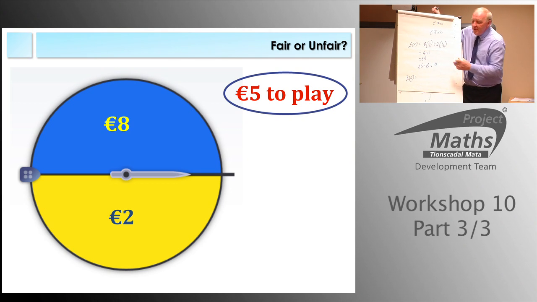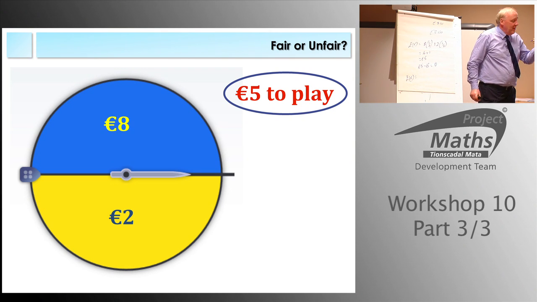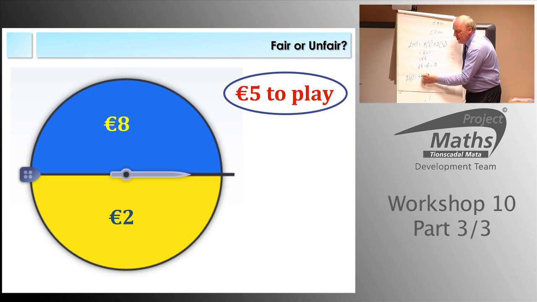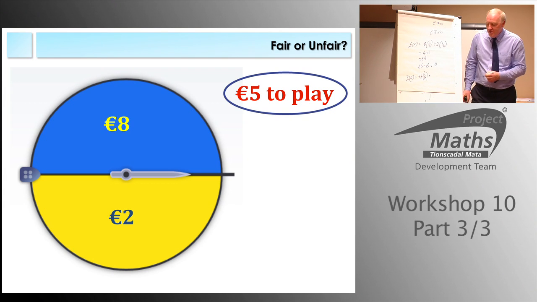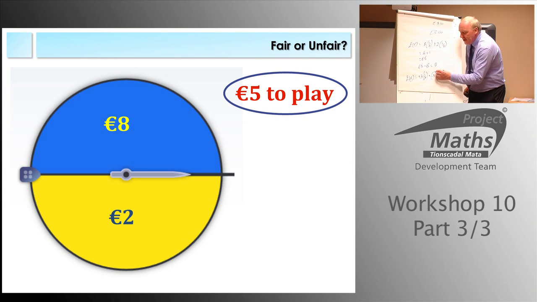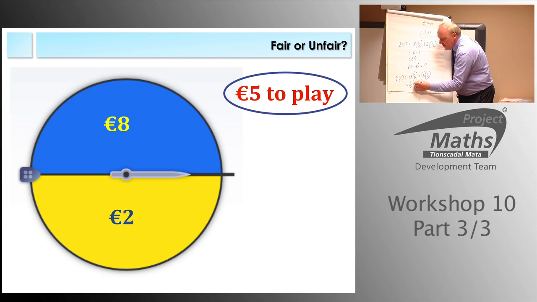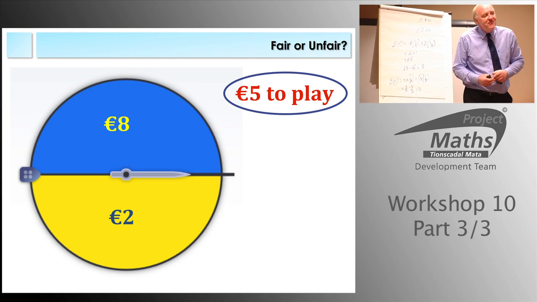If I land on the 8 here, I would be plus 3. I'd be up 3 euros, and I have a 1 in 2 chance of getting that. If I landed on the 2, I would be down 3 euros, and I have a 1 in 2 chance of that. So that's equal to 3 over 2 minus 3 over 2, and it still ends up as 0. So that's a fair game then.